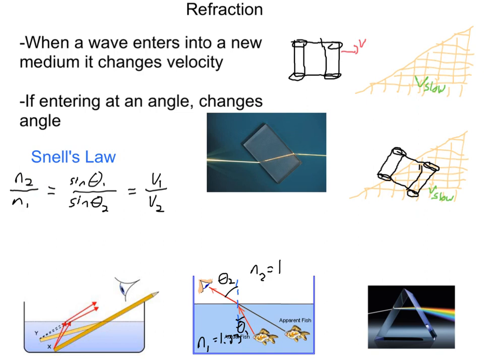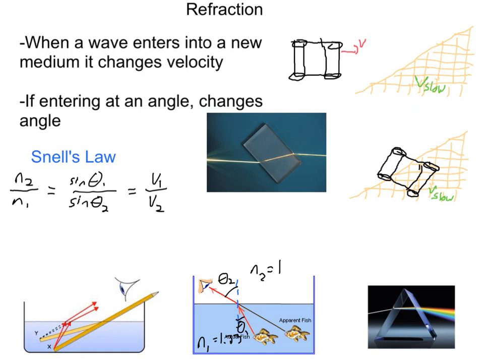One last thing I want to point out is the direction that the wave will bend according to the normal. If you are entering into a medium with a slower velocity, the wave will bend towards the normal. Just like this car coming into mud: if here's my normal, I actually bent more towards the normal there. So you're going into a slower velocity, you bend towards the normal.